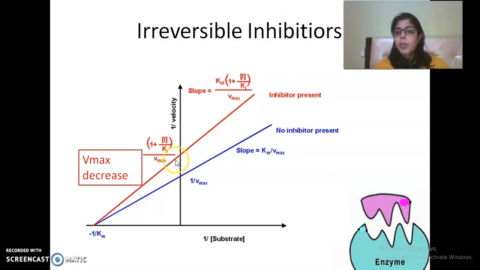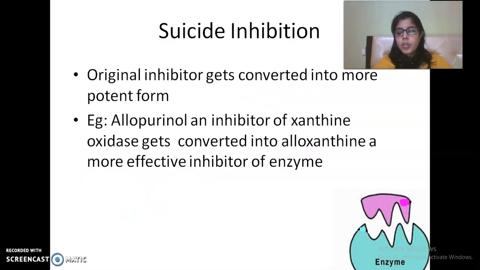So you can see from the Lineweaver-Burk plot, the curve with inhibitor present is above the non-inhibitor curve, and hence 1 by Vmax increases, which means Vmax, the opposite of it, is decreasing. So these irreversible inhibitors are sometimes called suicide inhibition. So what is suicide inhibition? The original inhibitor gets converted to a more potent inhibitor. So what does this mean? Like we have seen the concept of zymogen activation, where I have an enzyme in inactive form, later it gets activated, or a prodrug, where it is an inactive drug, later when it goes into the system it gets activated.